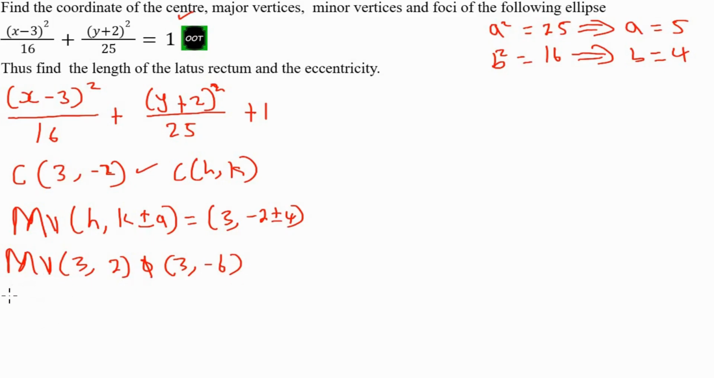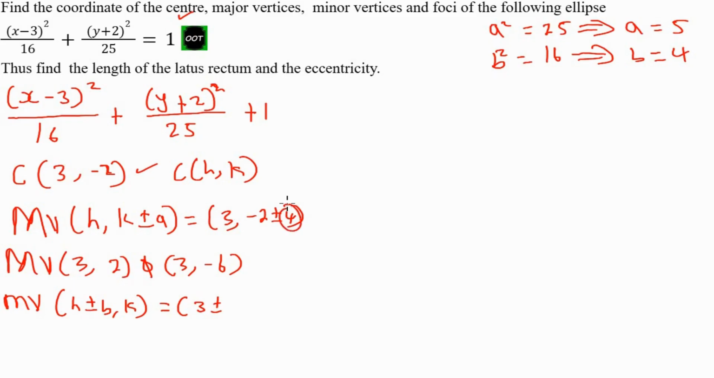Now, for the minor vertices, the work is mv. Remember, that will be in relation to the value of B. Now, B will be along the x-axis. So we have H plus or minus B, comma K. Am I communicating? Perfect. So that will be equal to H is what? H is 3. So we have 3 plus or minus. The value of B is what? B is 4.